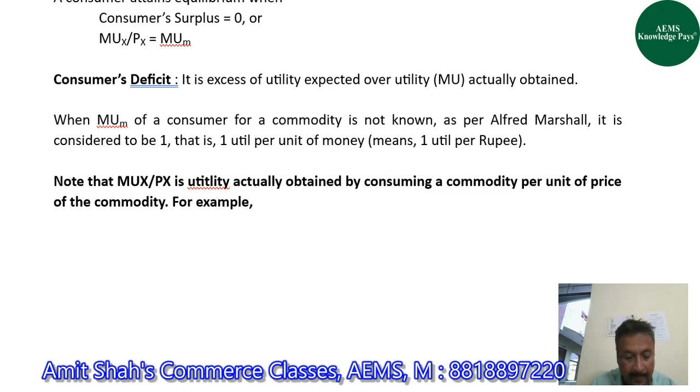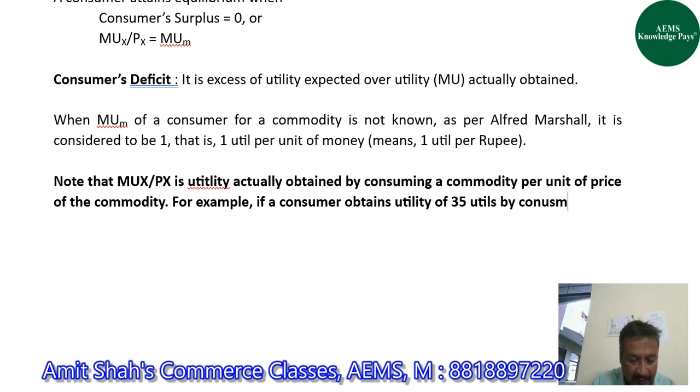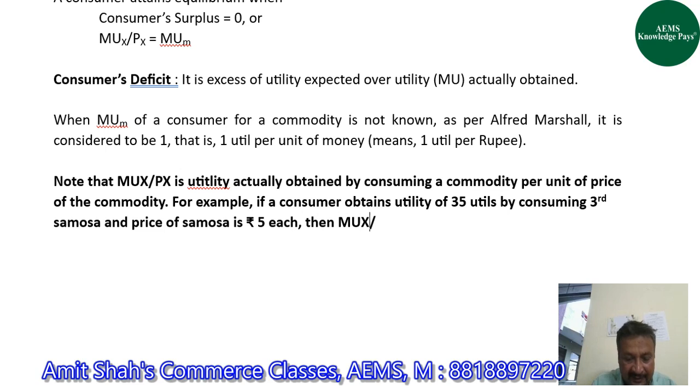For example, if a consumer obtains utility of 35 utils by consuming third samosa and price of samosa is rupees 5 each, then MUX upon PX would be 35 divided by 5, that is 5 utils per rupee.